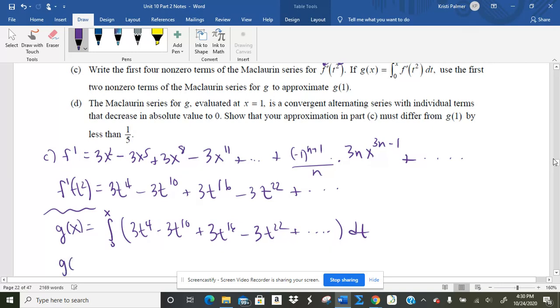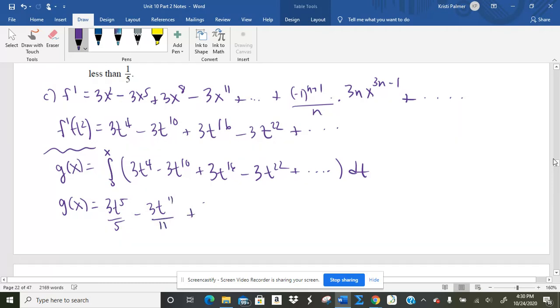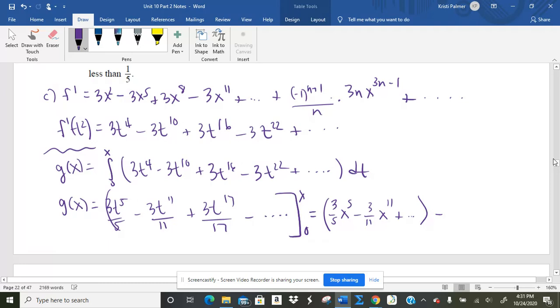Okay, so let's go see here. G of x tells me I need to take the integral. So I'm going to integrate. And I can keep going. And I'm going to evaluate that from 0 to x. So the x part would be the 3/5 x to the 5th minus 3/11 x to the 11th, dot, dot, dot, minus, oh, what happens when I plug in 0? That's all just 0, so it goes away.